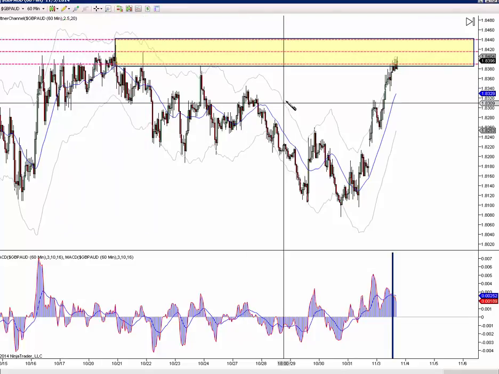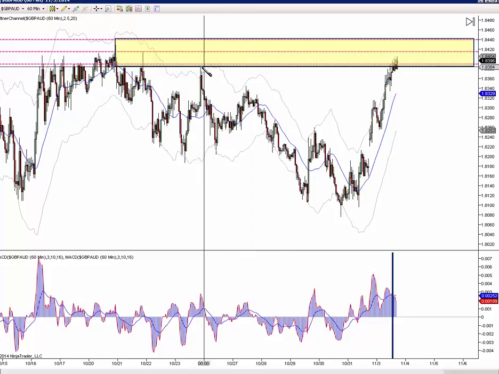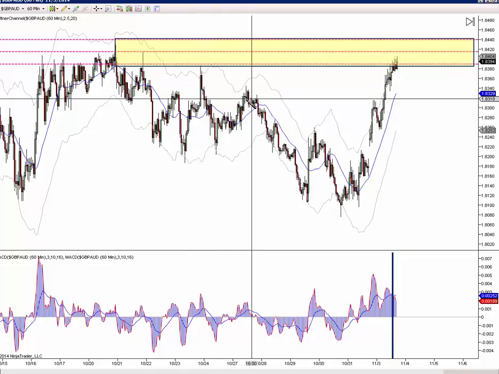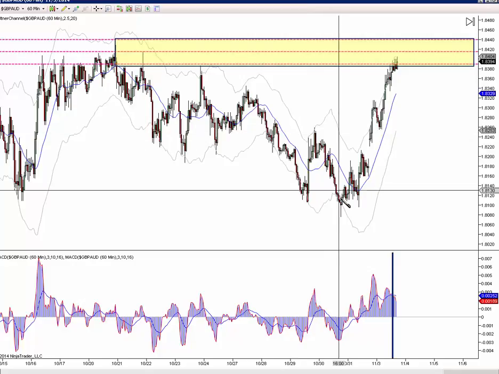We start looking at the Fibonacci levels. Now you could take it from here, you could take it from here. If you take it from here, this is your swing. If you take it from here, this is your swing. This is your reaction: up, down, up.